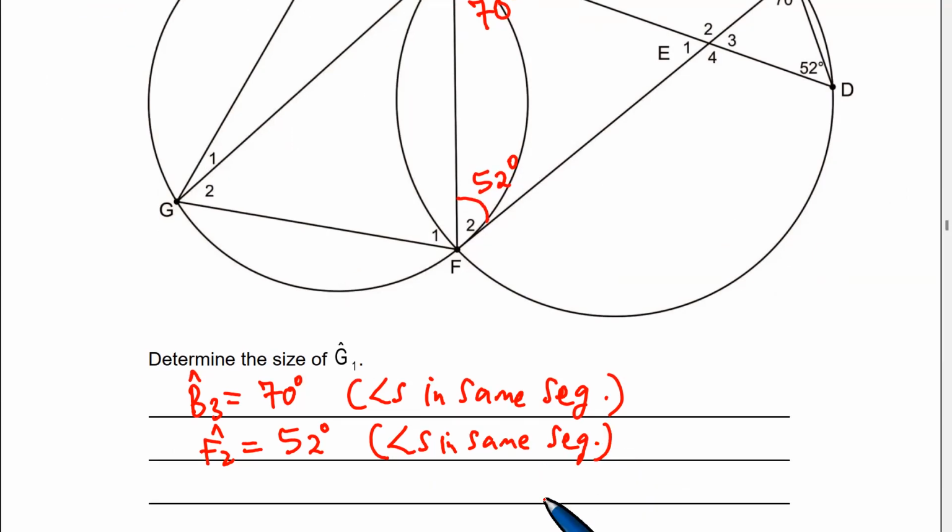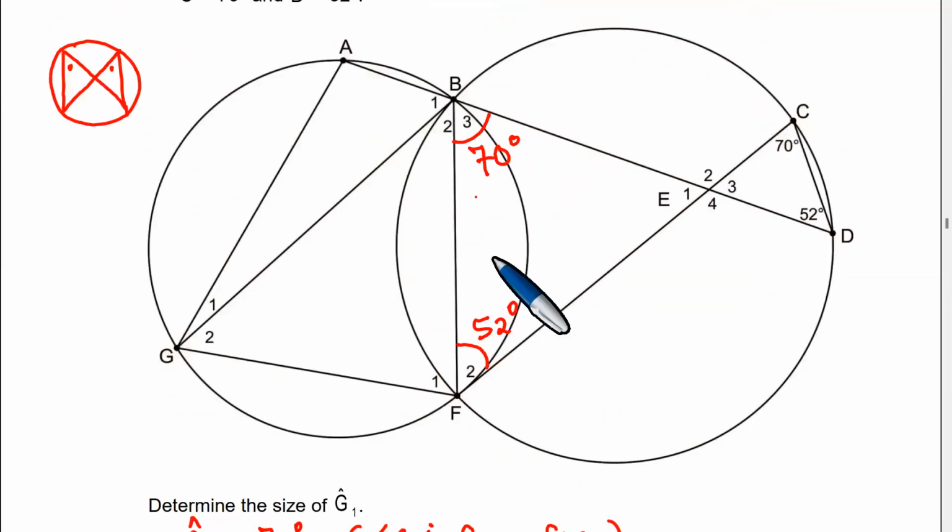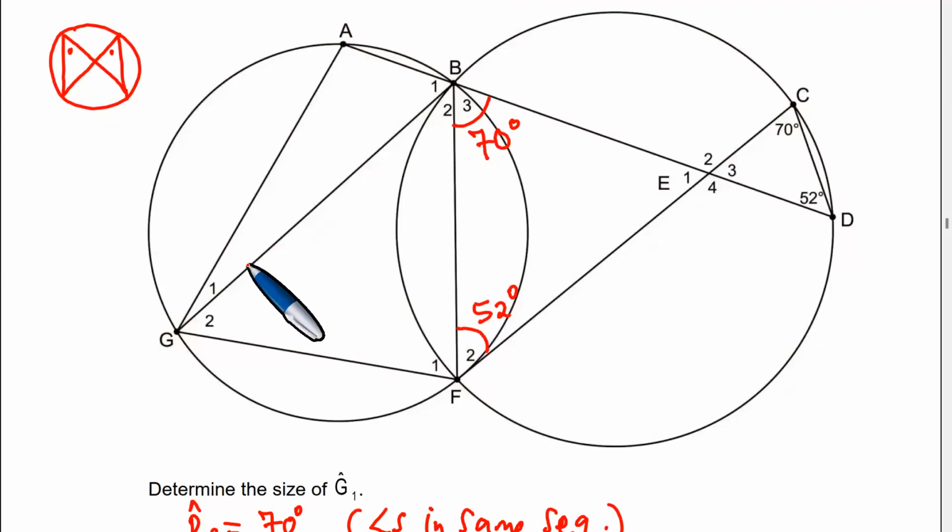Next. So we have these two here, but we want to find the size of angle G1. So we continue.